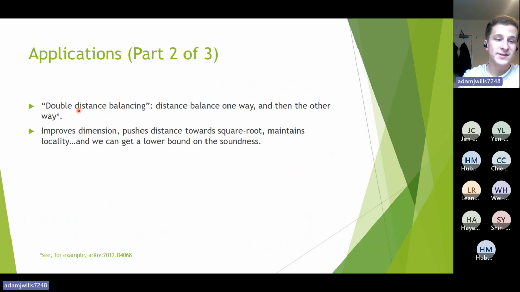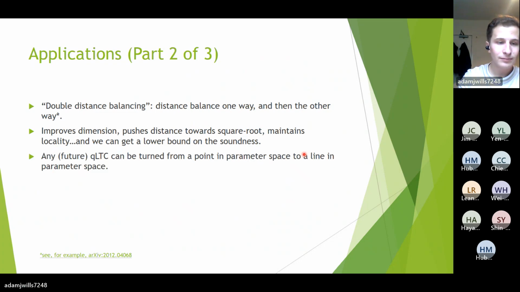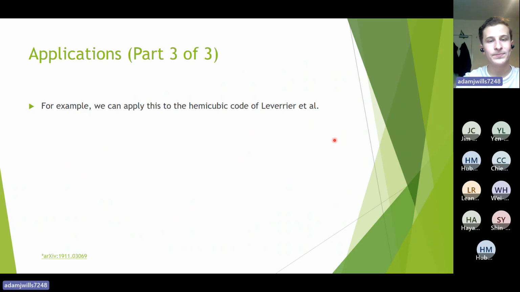So we now have a lower bound on the soundness, and what this means is that any quantum locally testable code, existing or ones in the future, can be turned from what it currently is, which is one quantum locally testable code, into a whole collection. And I like to say that that means that it can be turned from a point in parameter space to a line in parameter space, using this double distance balancing idea, where we distance balance one way and then the other way with a good classical LDPC code.